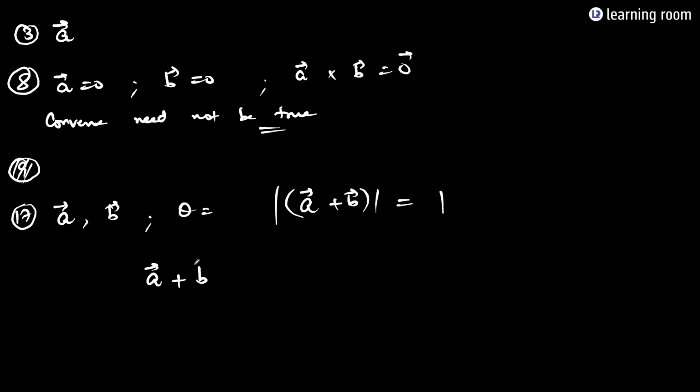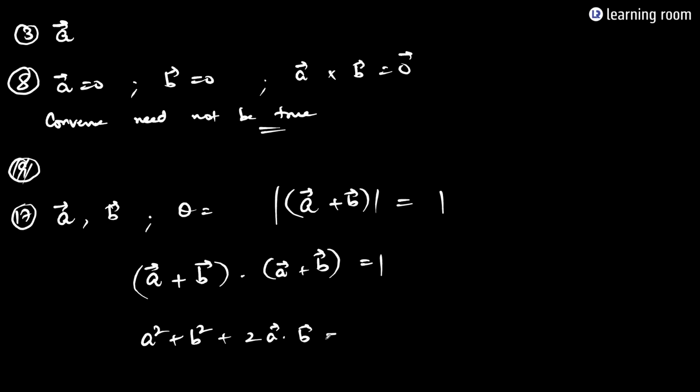A vector plus B vector, wherever you see magnitude, what is the first step? Consider the dot product of the vector with itself. Meaning, if I take magnitude of A vector plus B vector as 1, then the square of it is going to be 1 only. Correct? So A vector plus B vector dot A vector plus B vector is 1. So what am I going to get? I'll get A square plus B square plus 2 times A vector dot B vector.